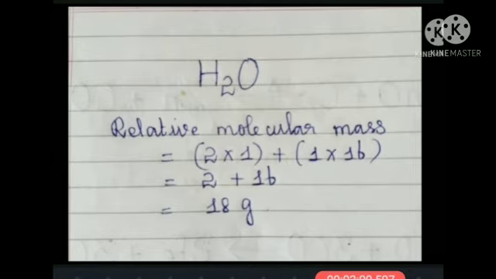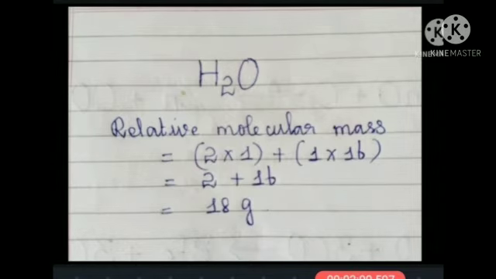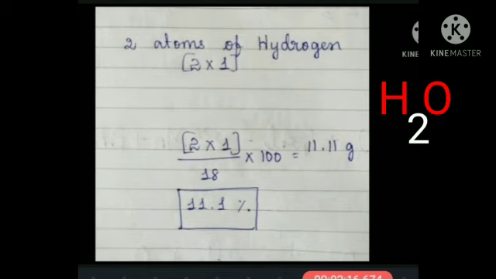For this, first we have to find out the relative molecular mass. So 2 hydrogen atoms: 2 into 1, 1 is the mass number. Plus 1 oxygen atom, so 1 into 16, 16 is the mass number. If we add 2 plus 16, we get 18. So we have found the relative molecular mass.